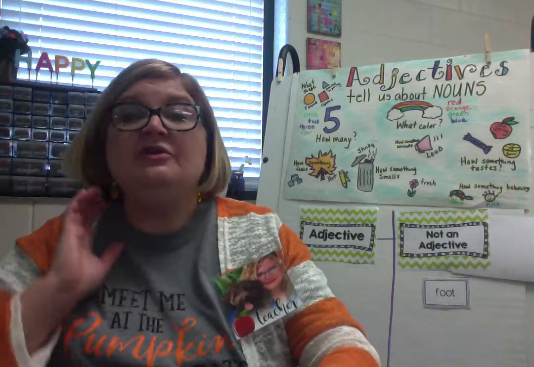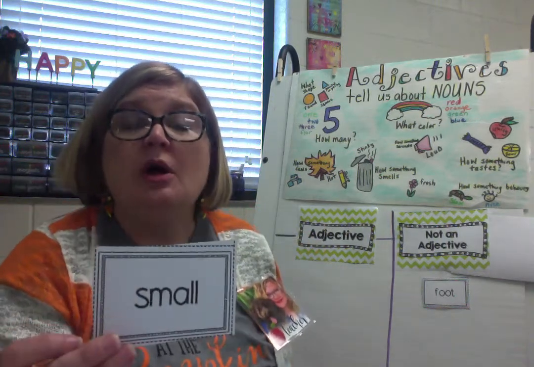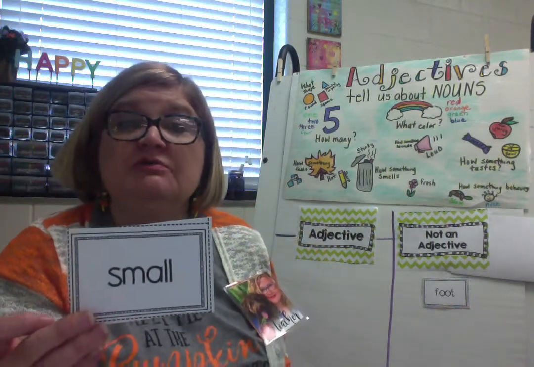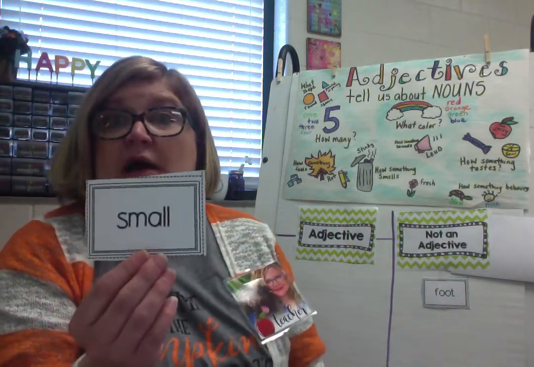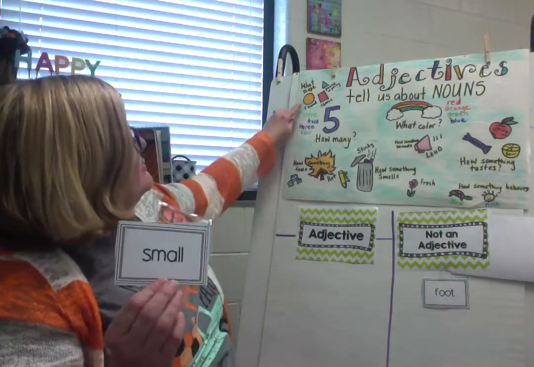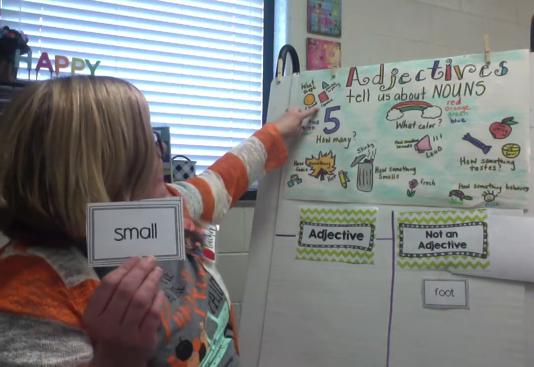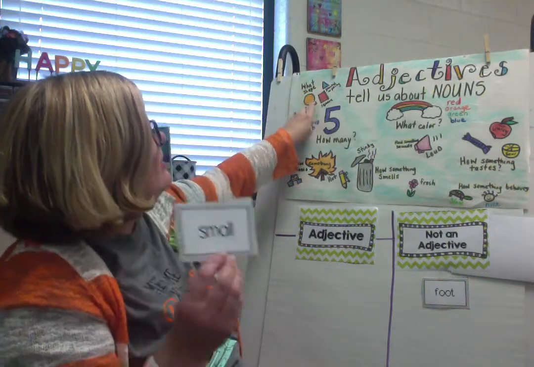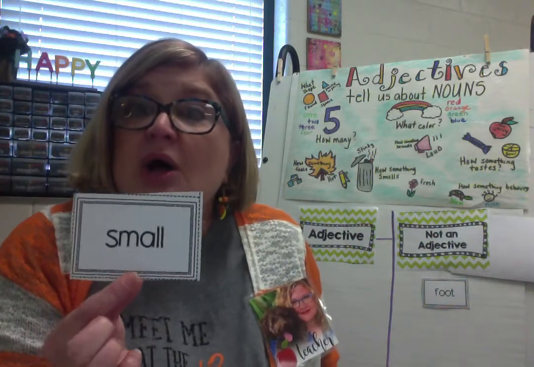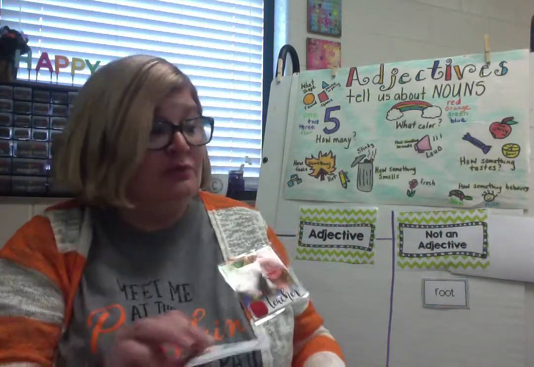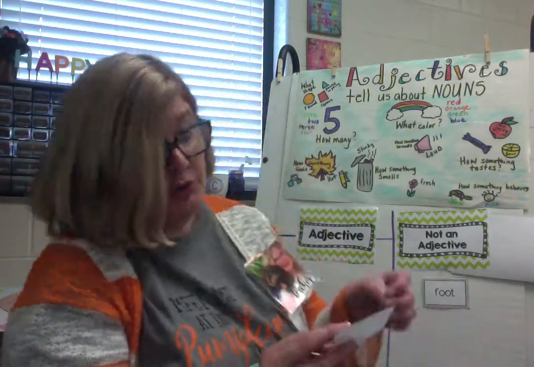All right, so now I have another word. I have the word small. Is small an adjective? Can I take the word small and describe a noun? What about this round shape or this square or this rectangle. Those are all small, aren't they? Yes. So small is an adjective. So you should have put A for adjective on your whiteboard.